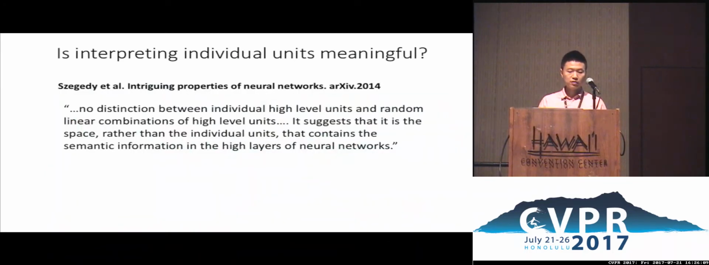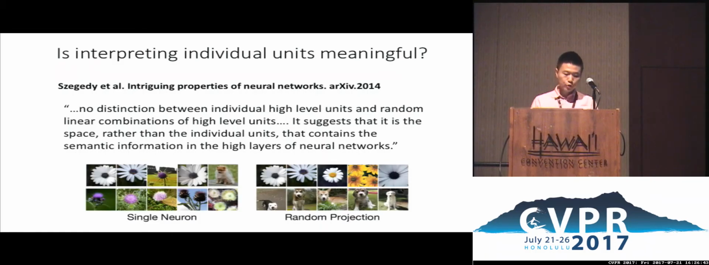Before we apply this network dissection to different architectures, we want to justify an issue. Is interpreting individual units meaningful? Here is a paper from 3 years ago called Intrinsic Properties of Neural Networks. I give a quote here: there is no distinction between individual high-level units and a random linear combination of high-level units. It suggests that it is a space, rather than the individual unit, that contains the semantic information in the high layers of the neural network. And then they show some examples.